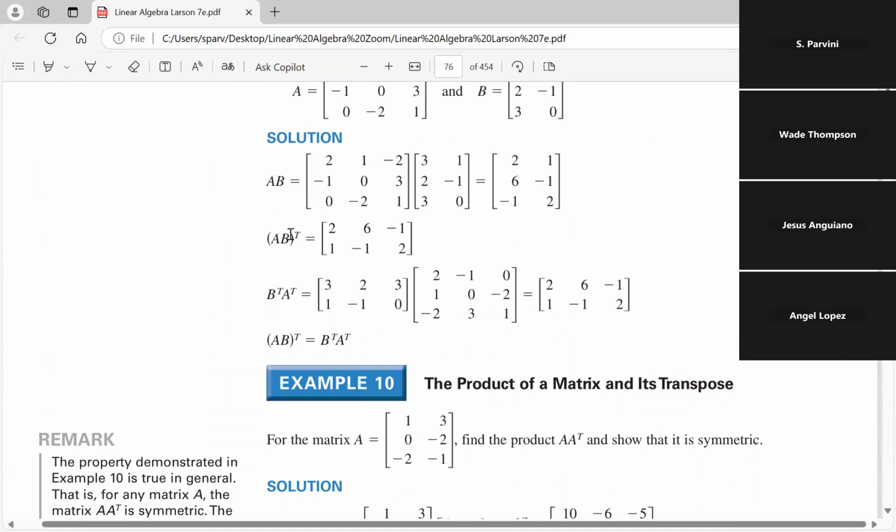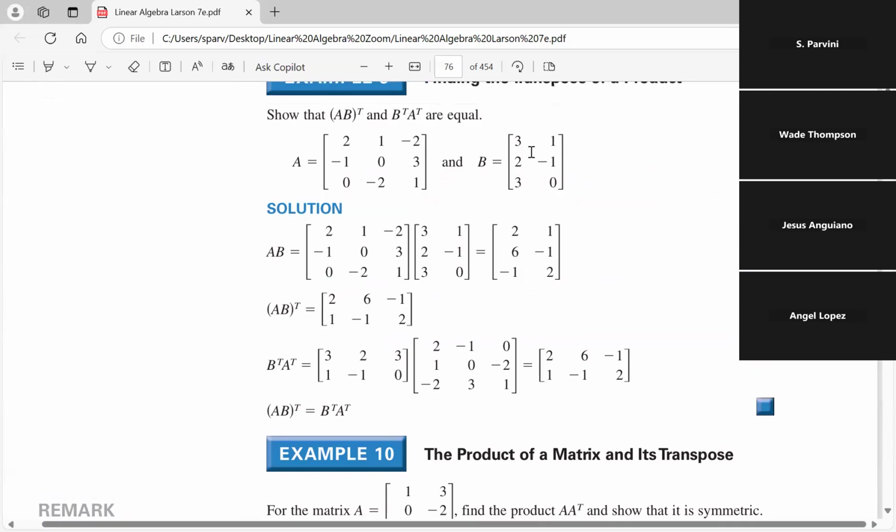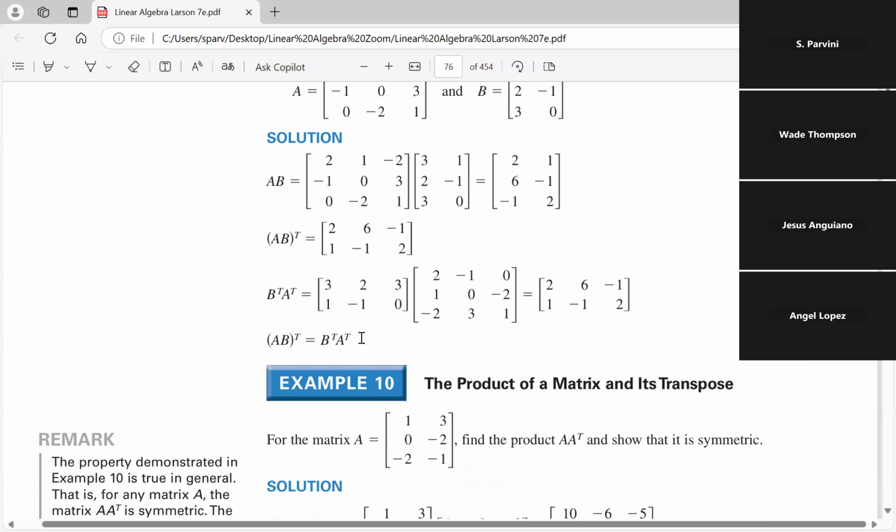Look at B transpose, A transpose. So this is B transpose, right? Remember that was B, change the rows into columns. A transpose, change the rows into columns. Then multiply them and look at that. AB transpose looks exactly the same as B transpose A transpose. So it works there, and that's just the validation of what we just saw. And he again recalls it. This is important. The order of transpose changes.